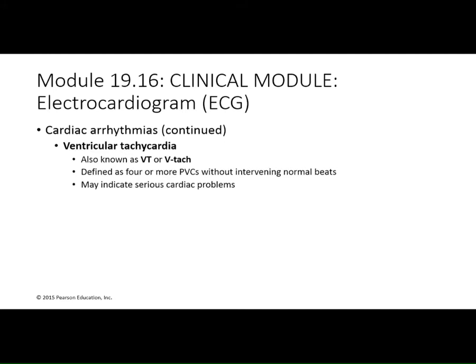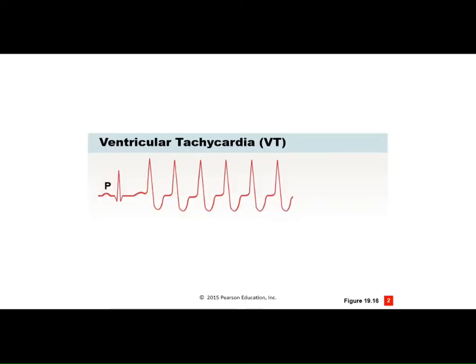Ventricular tachycardia, VTach. This is simply what? When the heart is beating very fast, but also 4 or more PVCs without a normal heartbeat. So this could be a really serious problem. Look at this one. What do I see? I see a bunch of QRSs. I see no P wave, right? So this would be ventricular tachycardia. This is also in addition to what we saw in lab.